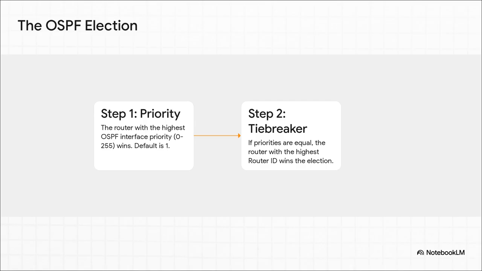Simple. But what happens if there's a tie? Which, by the way, happens all the time since the default priority for everyone is 1, well, then we move to the tiebreaker. The router with the highest router ID wins.